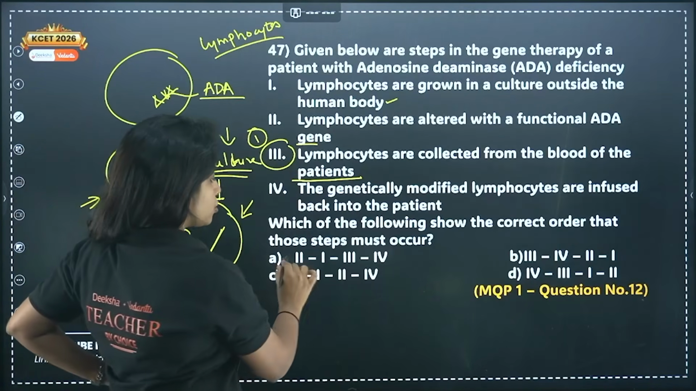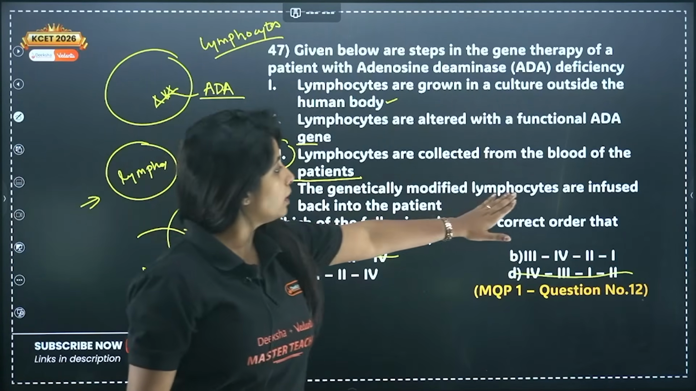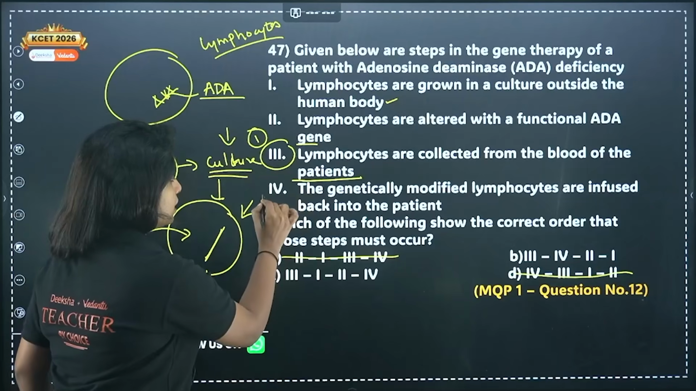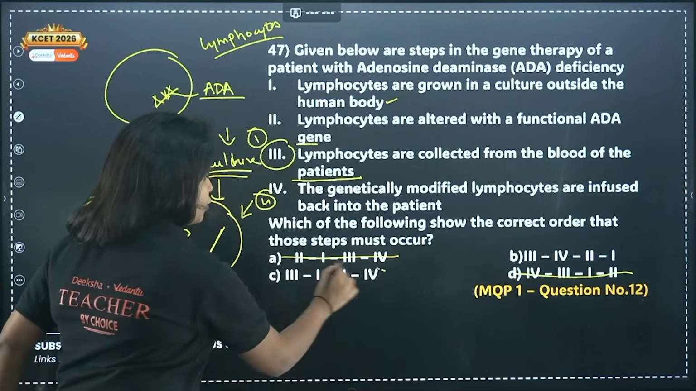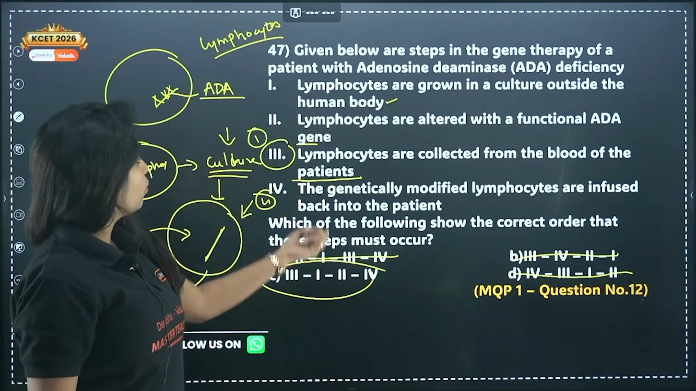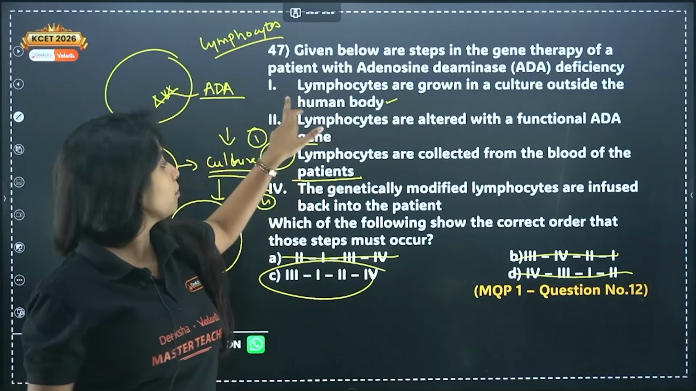So I have two options now which start with 3, so I'll cut out the other options. The genetically modified lymphocytes are infused back into the patient. This is the last step, so the one that ends with 4 is going to be my answer. Let us see. After 3 is 1: lymphocytes are grown in culture outside the human body after being taken up. Yes, correct.